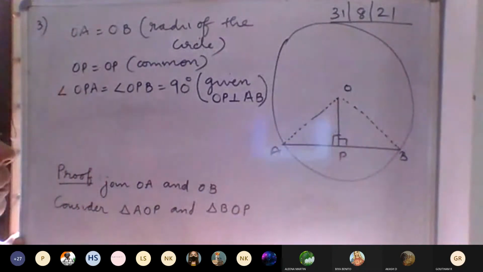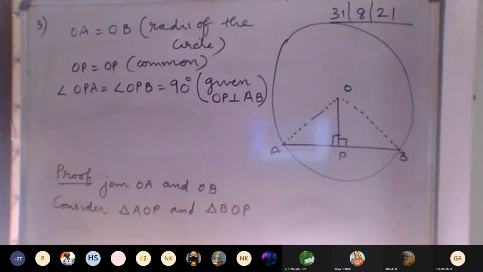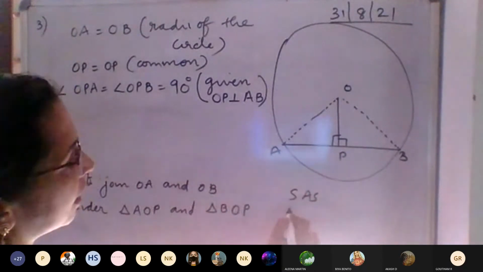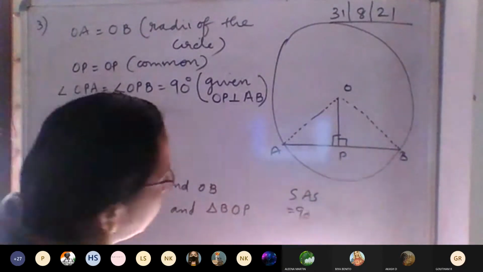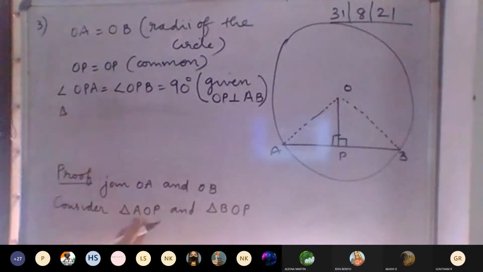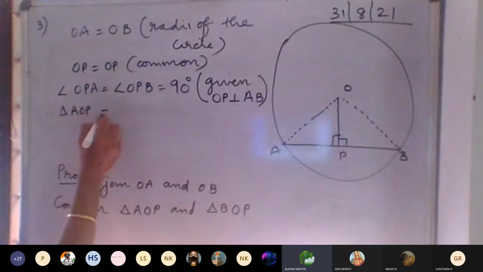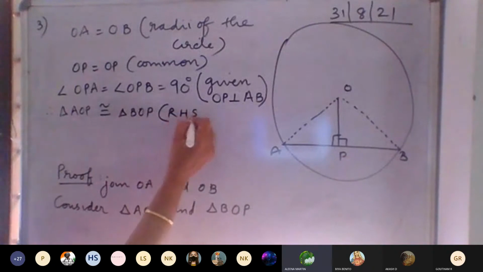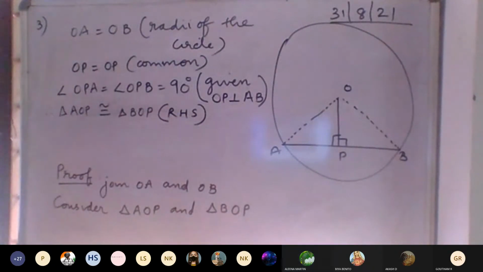Any doubt in this? No, ma'am. Since the angle is 90 degrees, don't bother about SAS or anything else. Directly we can write RHS. Therefore, triangle AOP is congruent to triangle BOP by RHS.